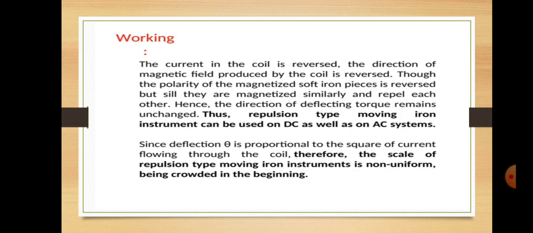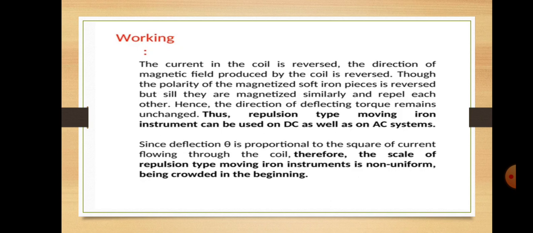Now the working. If the current in the coil is reversed, the direction of the magnetic field produced by the coil is also reversed. As in the PMMC also we have seen, if the current is reversed, then the magnetic field is also reversed. Due to this only we cannot use the PMMC for both AC and DC. That's why we had to design the MI instrument.